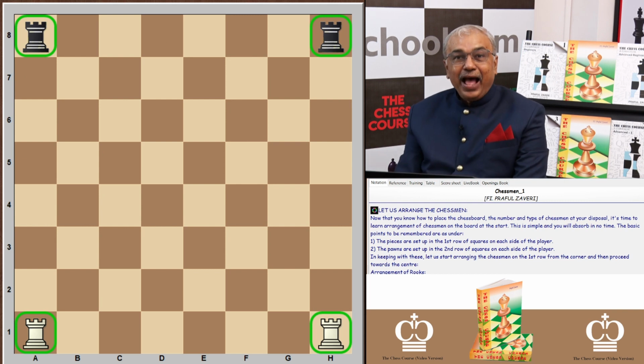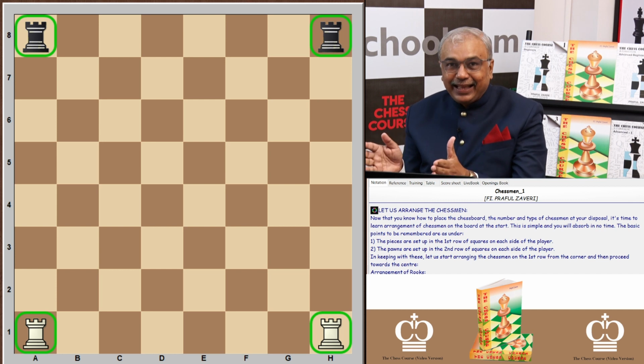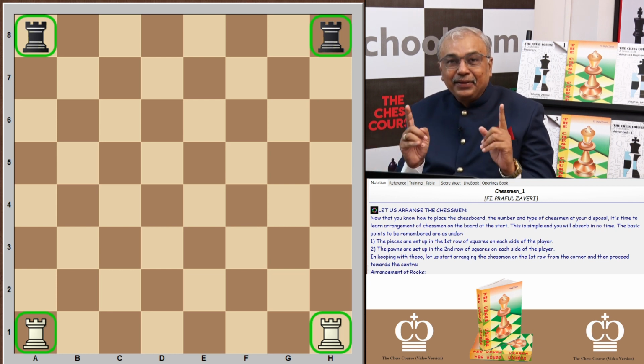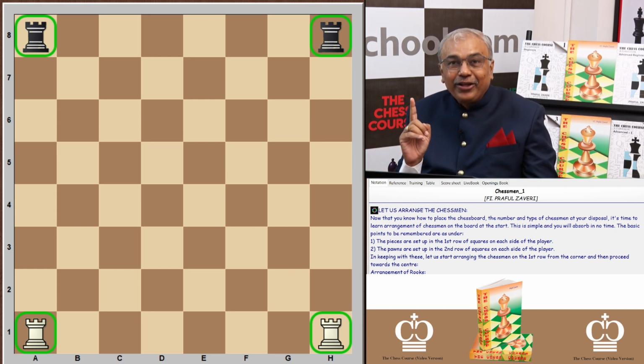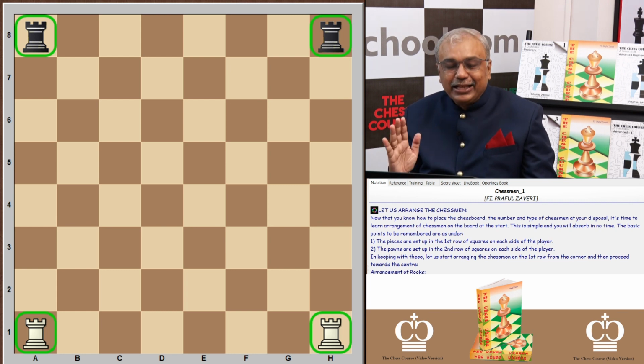Going ahead, now is the time to learn the arrangement of these chessmen. So basically what you will do, you will first ensure that the board is placed correctly. You will see that there is a white color on your right hand corner. That is in fact the first step, and that's why I am repeating this, that this is a must. And once the orientation is correct, then everything is proper.